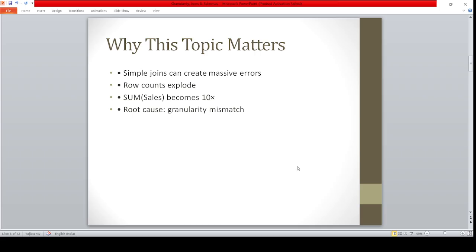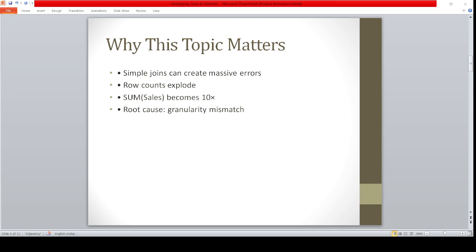Why does this topic matter? Because mismatched grain can cause massive errors. Suppose we are combining two tables and they do not have similar grain in each row, that can cause a lot of trouble during the join. A simple join can inflate row counts if the grains do not match.